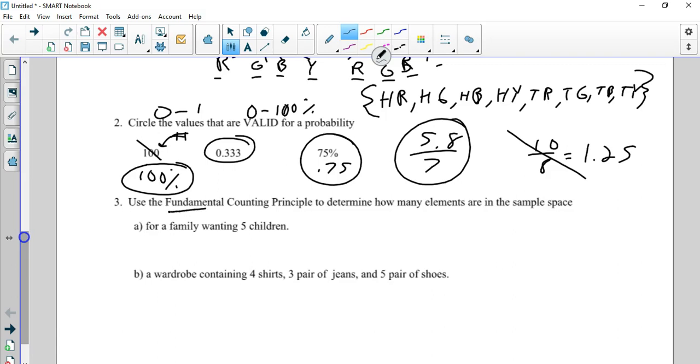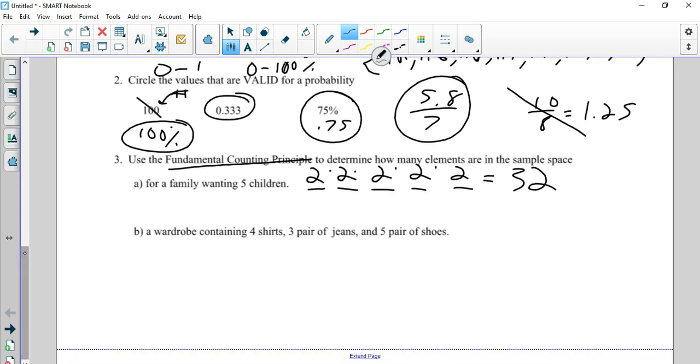Okay, fundamental counting principle again. We talked about this up here with the heads, tails, red, green, blue, yellow. How many elements are in the sample space? It's not asking you to list out the elements, just how many. Well, if you have 5 children, 1, 2, 3, 4, 5, and you have 2 choices, that equals 32 possible combinations of children.